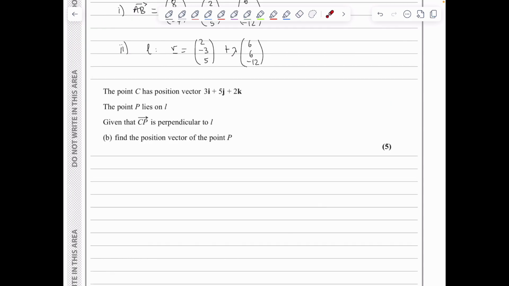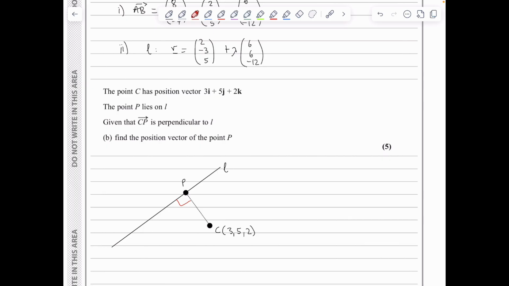We're then told that the point C has position vector (3, 5, 2), and P lies on L. We are additionally told that the vector CP is perpendicular to L, and we need to find the position vector of the point P. Well, it makes sense to draw a line. This is the line L. Somewhere not on the line, we've got the point C with coordinates (3, 5, 2), and there is a point P on L such that CP is perpendicular to L. So we know that this angle here is a right angle.